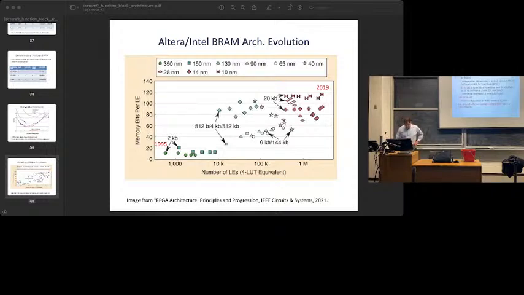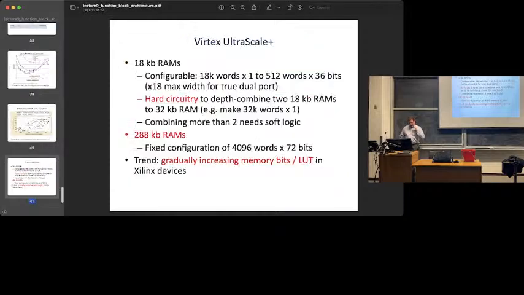Okay, so let's talk about Xilinx. So mostly similar. Everything I talked about for RAM architecture is pretty similar for them. But they use their workhorse RAM as an 18 kilobit RAM, which is pretty close to 20 kilobits. So it's not a huge difference. It's also configurable. So you can use it as 18,000 words by 1 bit wide, up to 512 words by 36 bits wide. So it still has that programmable muxing.